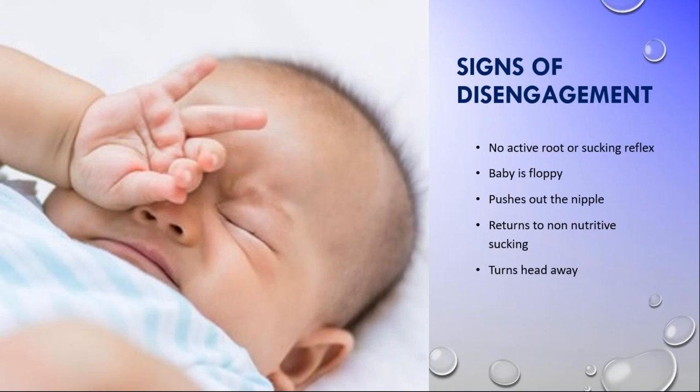So what are signs of disengagement? No active root or sucking reflex. The baby is floppy. It pushes out the nipple. You often see this picture. The hands come up. It returns to non-nutritive sucking. And it turns its head away.